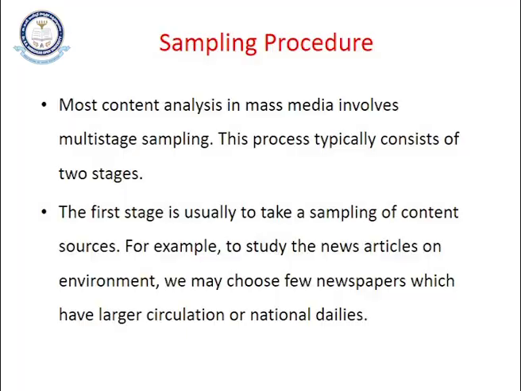Another step is sampling procedure. Most content analysis in mass media involves multi-stage sampling. This process typically consists of 2 stages. The first stage is usually to take a sampling of content sources. For example, to study news articles on the environment, we may choose a few newspapers which have larger circulation, or national dailies, maybe international dailies, whatever is related to your topic and your research point.